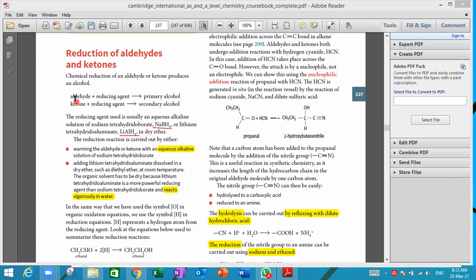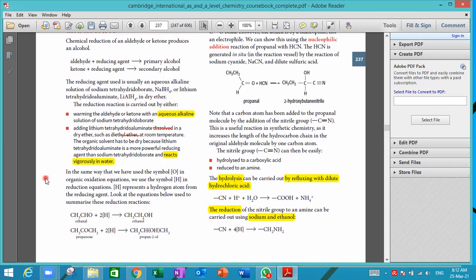Now, in that case, we take the aldehyde or the ketone and we warm it in an aqueous alkaline solution of sodium tetrahydroborate, or else we add the lithium tetrahydroaluminate dissolved in dry ether. Either we warm the aldehyde or ketone in aqueous alkaline solution of the sodium tetrahydroborate, or else we add the lithium tetrahydroaluminate dissolved in dry ether at room temperature with the aldehyde or the ketone.